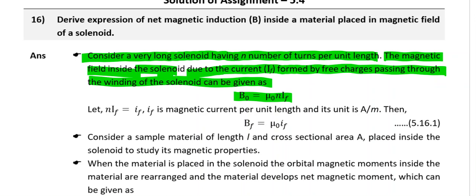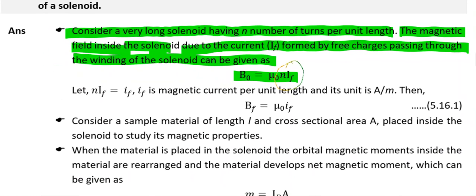Why the F suffix? Because we have two types of current, one on the surface of the sample and one in the solenoid. The current passing through the solenoid is denoted by I_F. Then n I_F is replaced with a small i_F, and we have this formula.